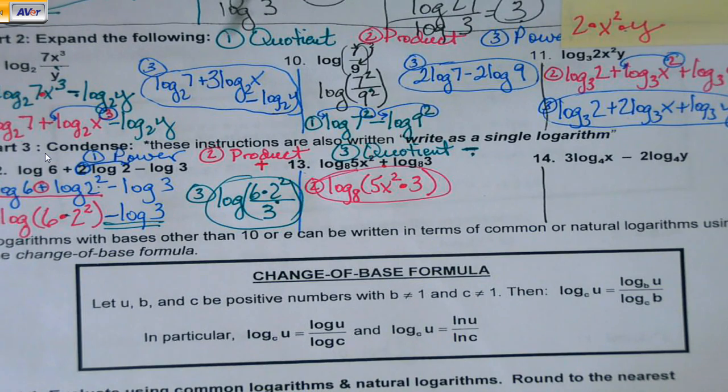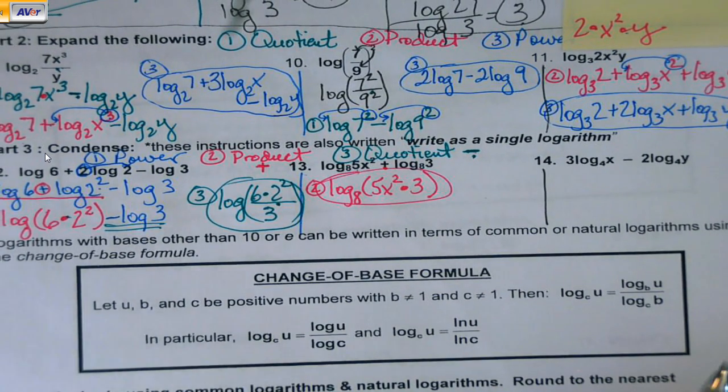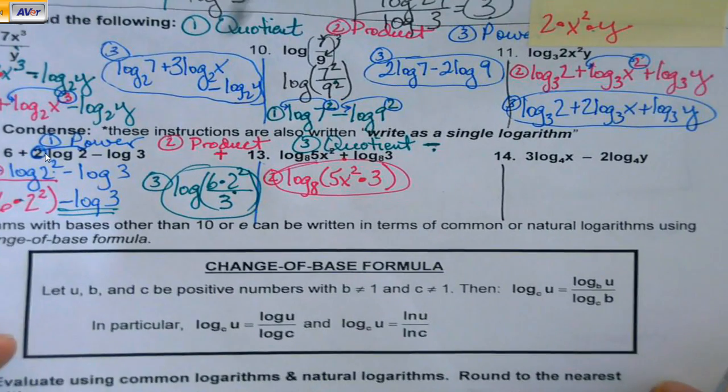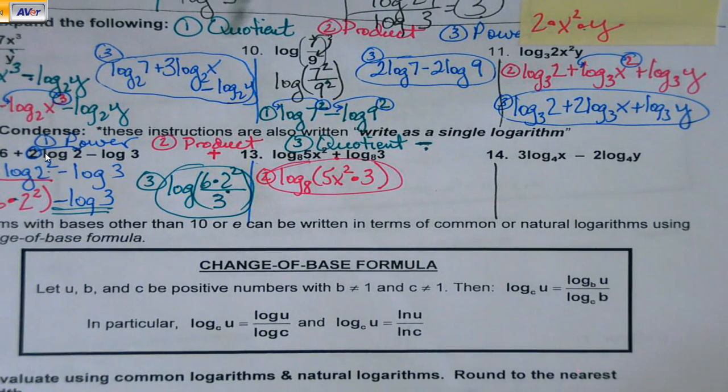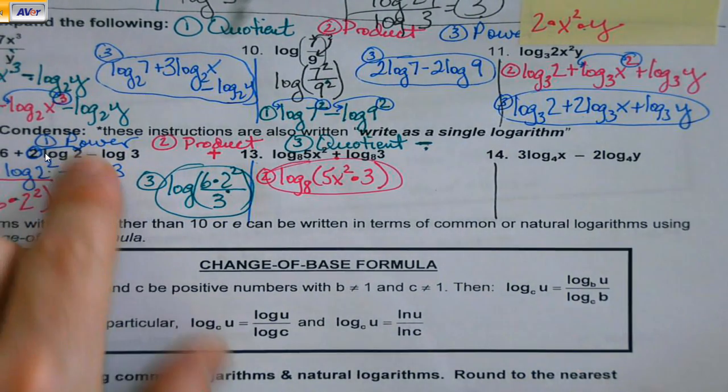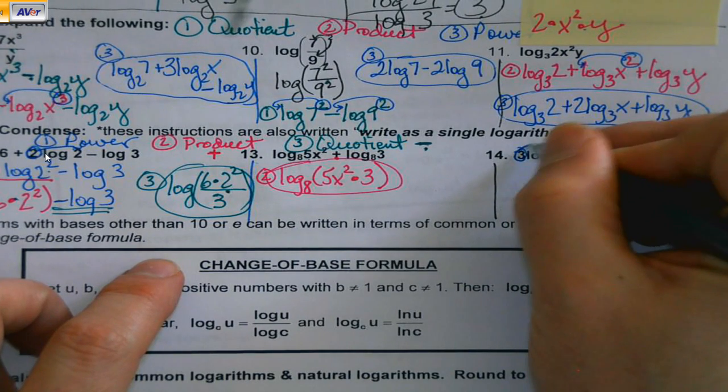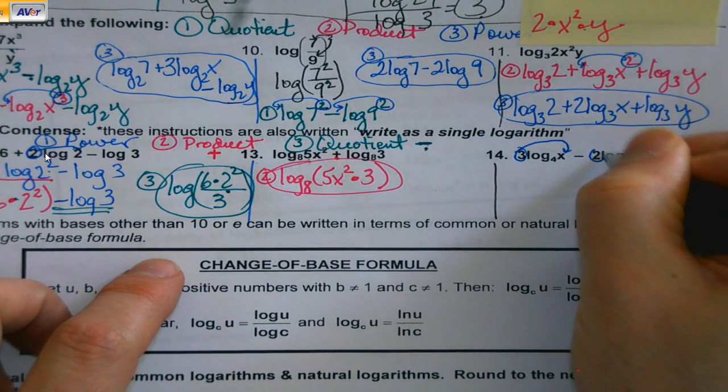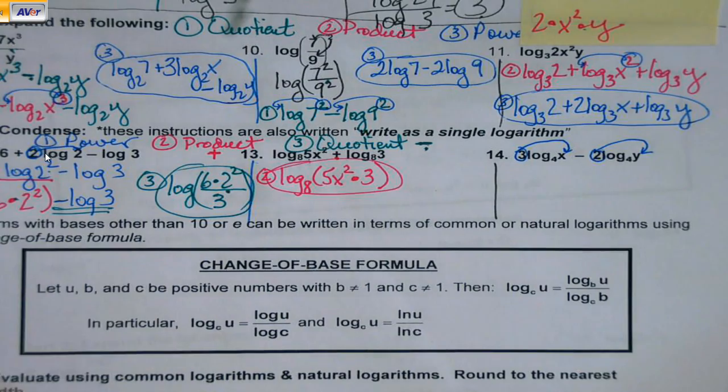So as you can see, we may not have all 3 on these. We may only have 1. We may only have 2. It depends. So I get to 14. Okay. Power. Remember, power is coefficients in front that go back to being exponents.